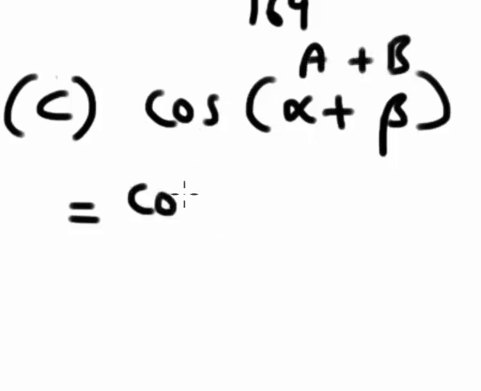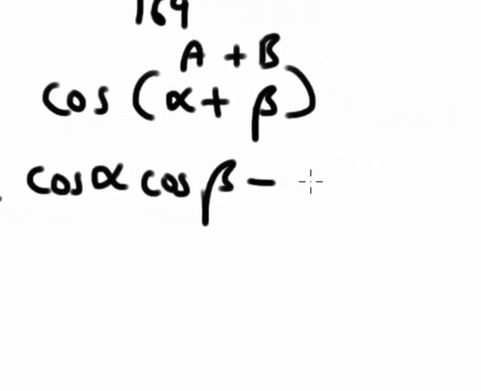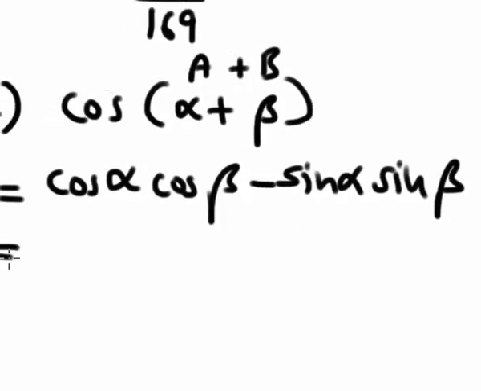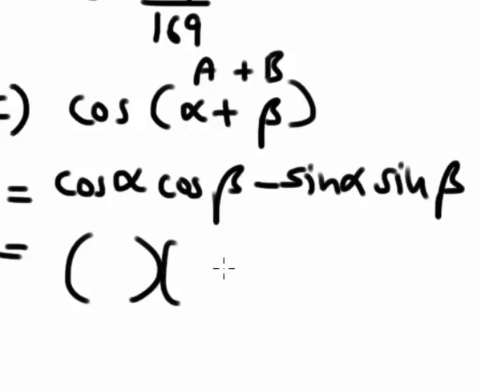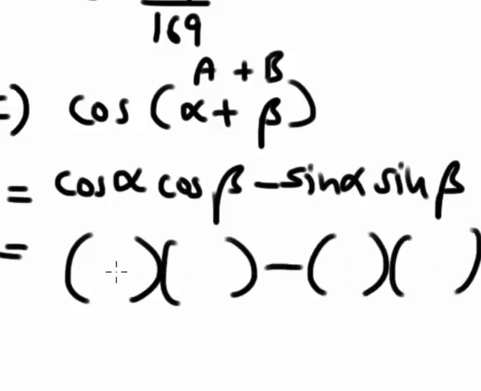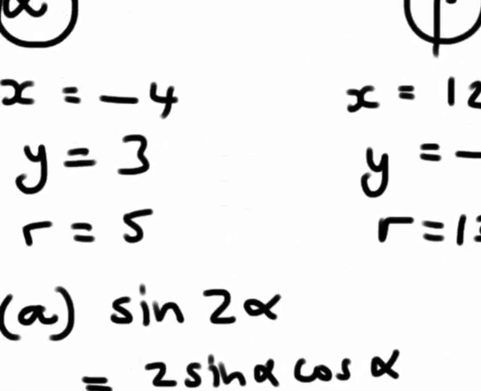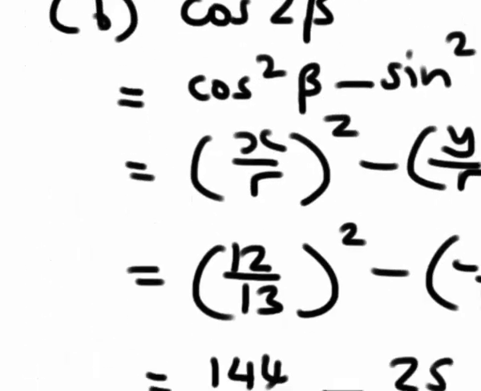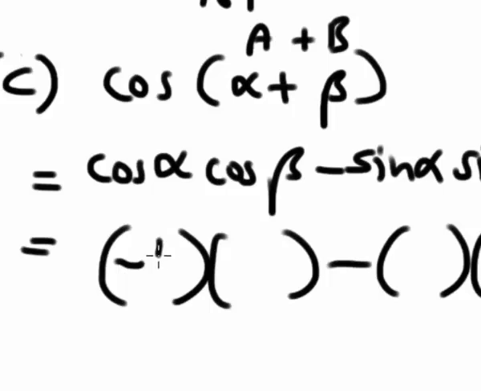Cos A plus B is cos alpha cos beta minus sine alpha sine beta. So if we expand those like that, let's go and get our values. Let's do the alphas first. For alpha, cos is x over r, which is -4 over 5, and sine is y over r, which is 3 over 5. So -4 over 5 here, -4 over 5 here, and 3 over 5 there.